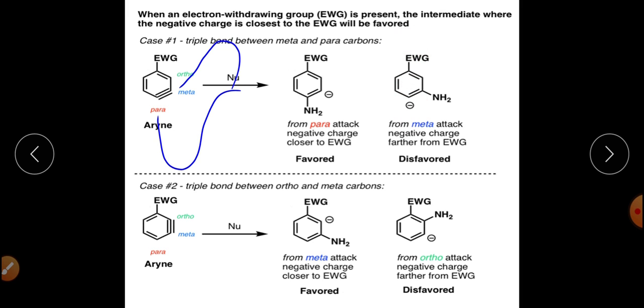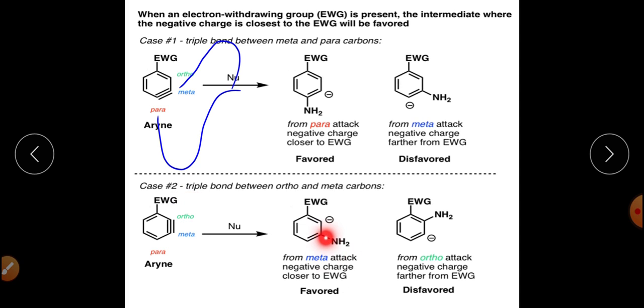When we talk about the stability of this particular carbanion, we can see that this is very much stabilized in comparison to this one. So this will be the favored attack in comparison to this one. So it will be the major product in the first condition. Case number 2: when we have an electron withdrawing group and the benzyne is formed between this ortho carbon and this meta carbon, at that time we can see that either the nucleophile can attack at the meta carbon or it can attack at the ortho carbon.